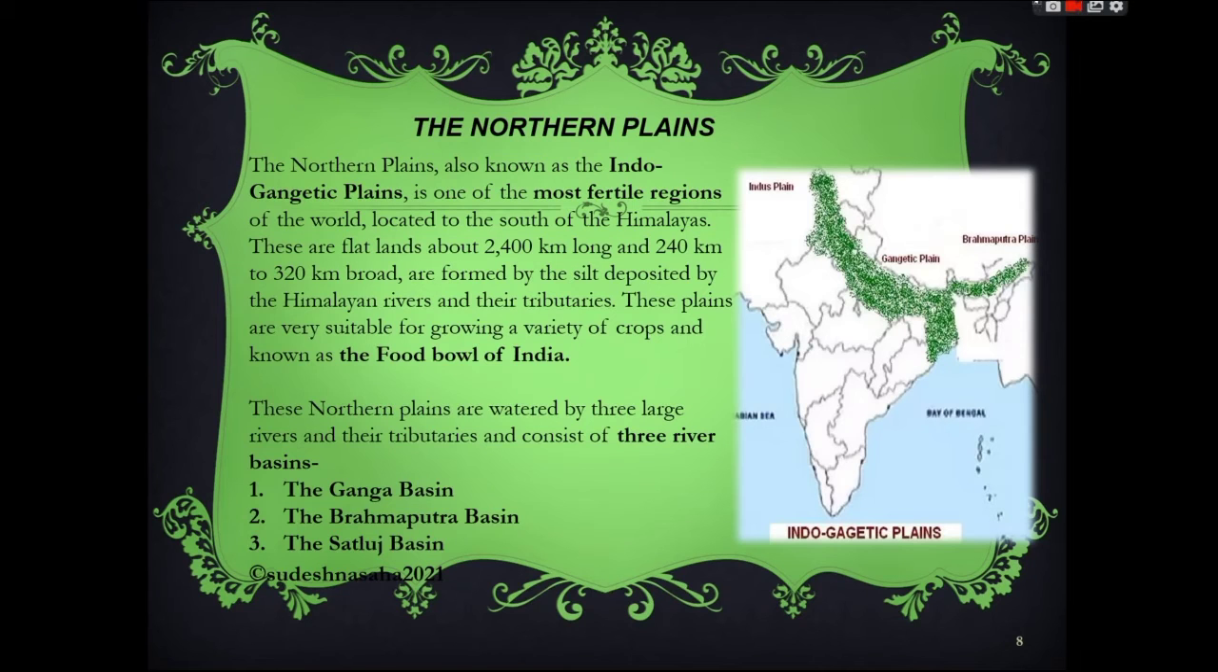These plains are very suitable for growing a variety of crops and are known as the food bowl of India. These northern plains are watered by three large rivers and their tributaries and consist of three river basins: the Ganga basin, the Brahmaputra basin and the Satluj basin.